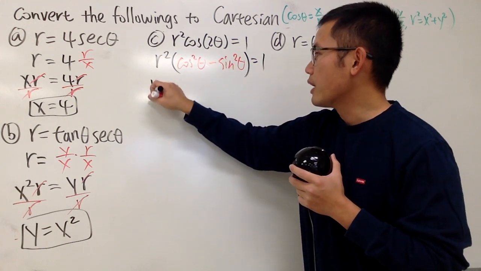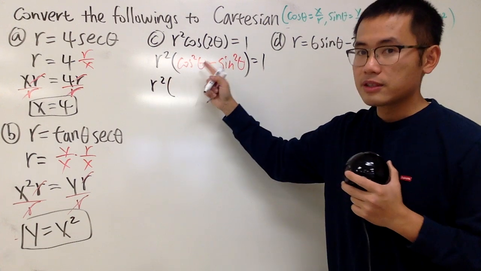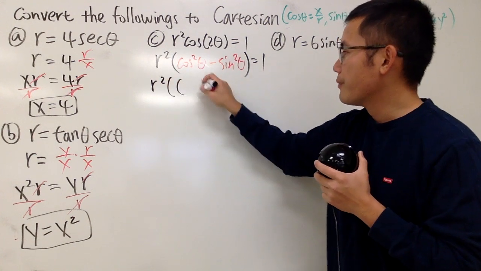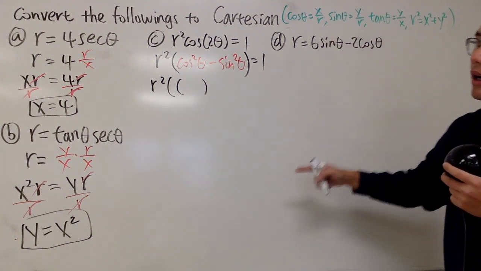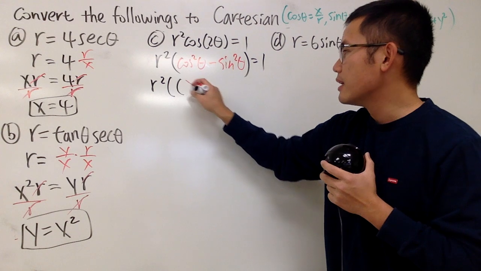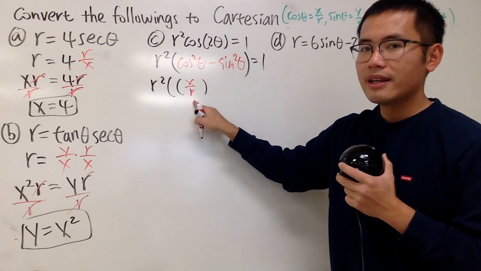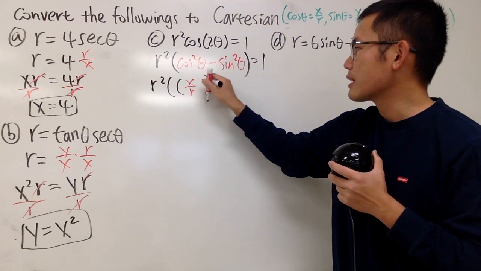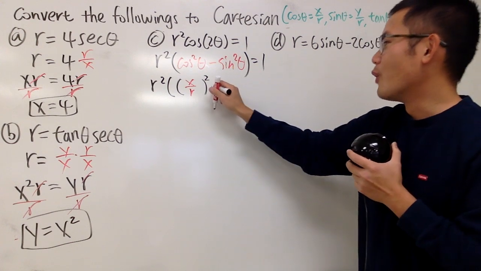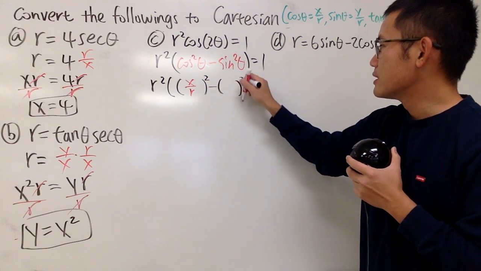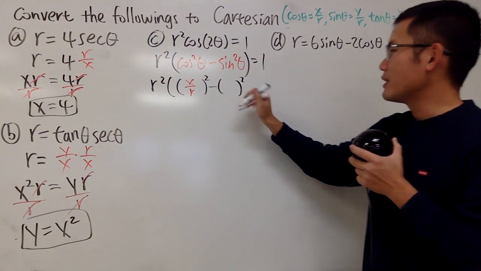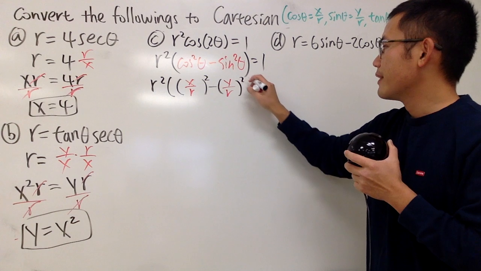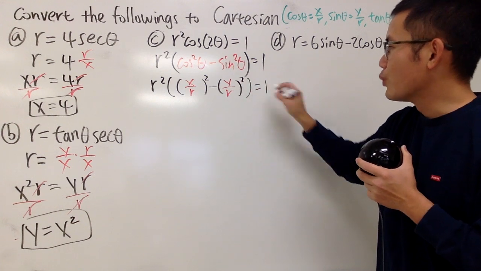We have the r squared on the outside, and the cosine squared theta. This means cosine inside, and because cosine is x over r, of course we can just put that inside. And don't forget, we still have to do this to the second power. And then we do the same for the sine squared. So open the parentheses, squared. For the sine though, it's y over r, so I'll just put that down right here. And this is, of course, nicely equal to 1.